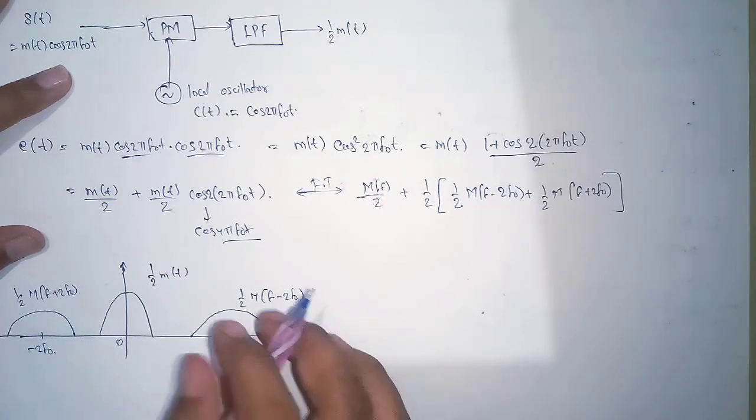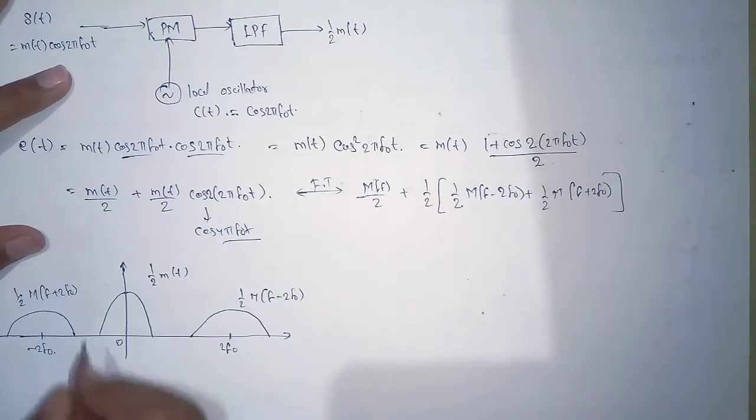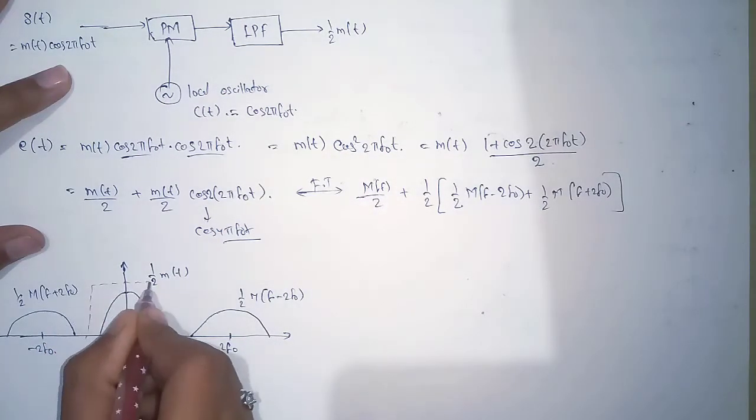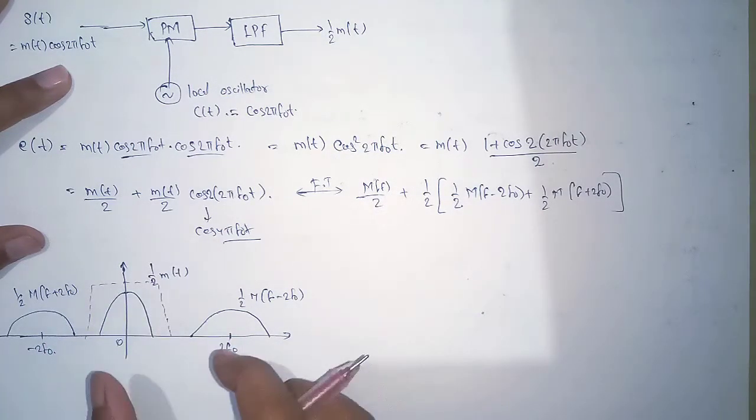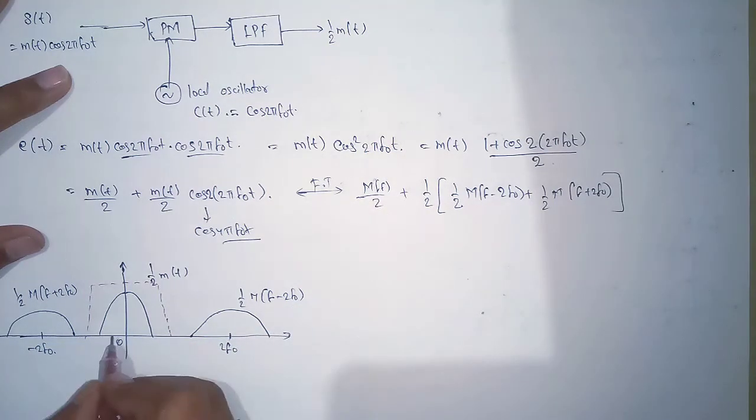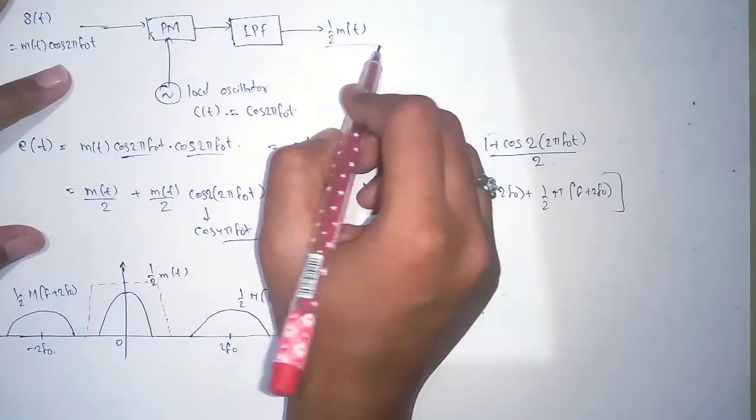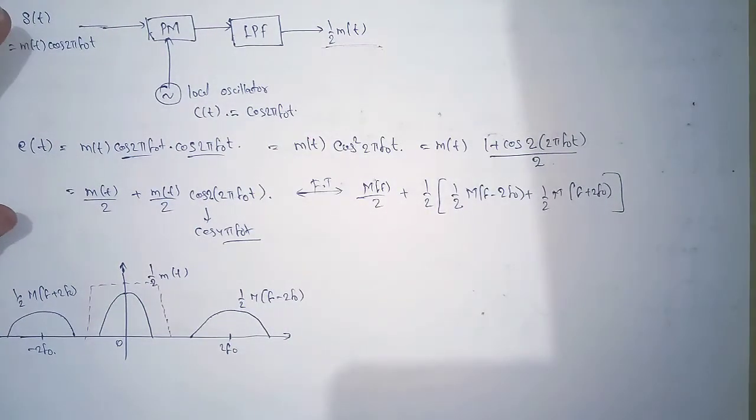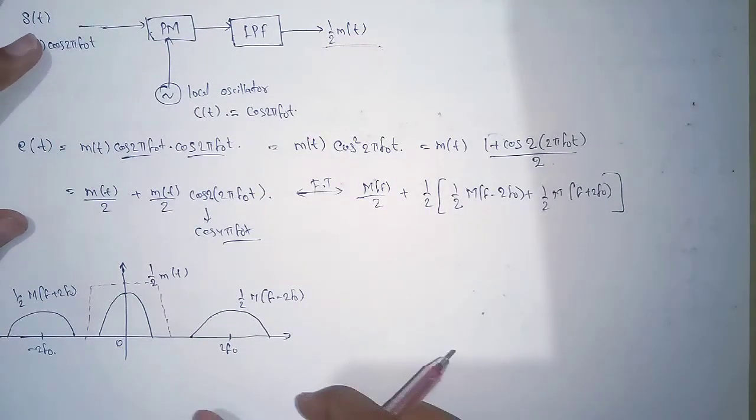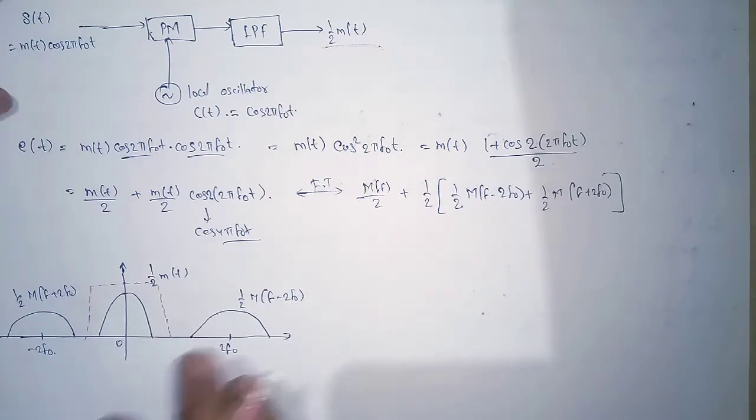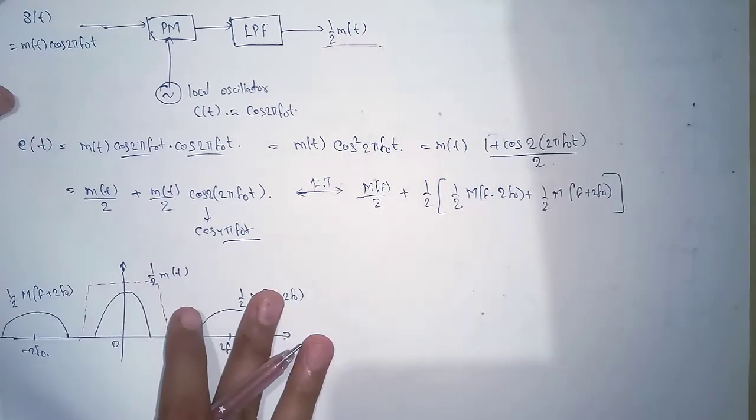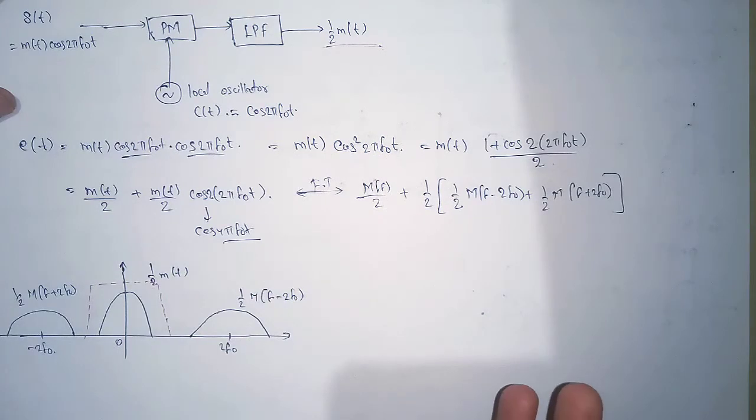So after passing this through the low pass filter, the high frequency signals will get rejected, and only the low frequency signal will be obtained at the output. So this is the low frequency signal, that is half of m of t. That's why we got this at the output, and hence we have successfully demodulated the DSB-SC signal to the message signal. So in this type of system, the receiver is using synchronous demodulation.